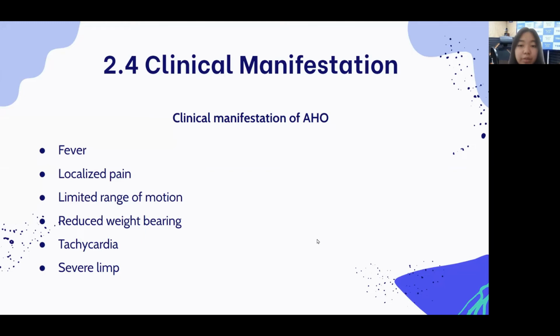Keep in mind that it may vary based on the age and disease type. So the most common features of acute hematogenous osteomyelitis are fever, localized pain or symptoms, limited range of motion, and reduced weight bearing. And also there are several other features such as tachycardia and several limbs.